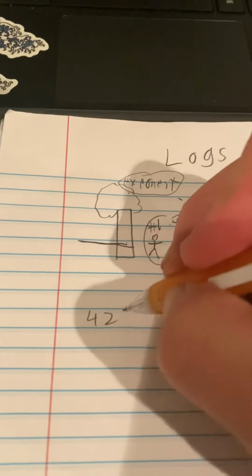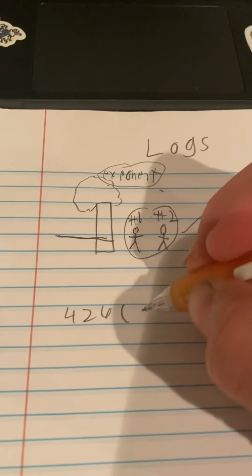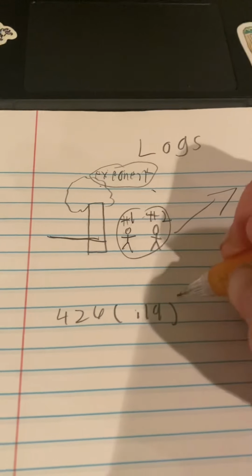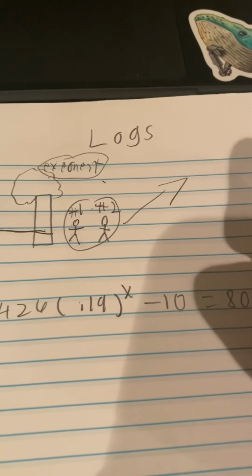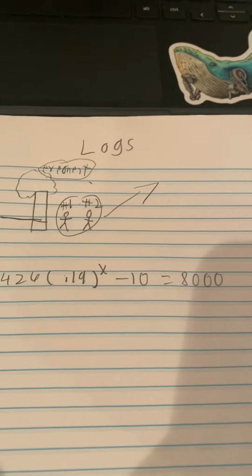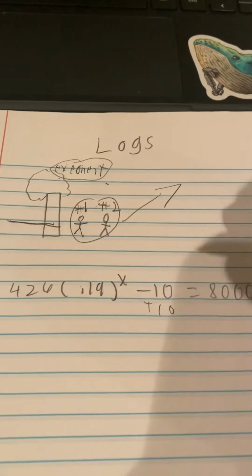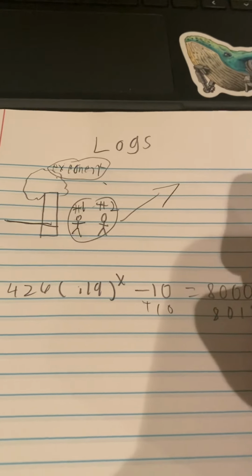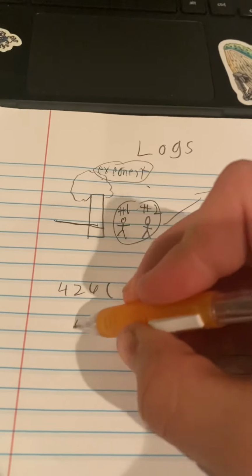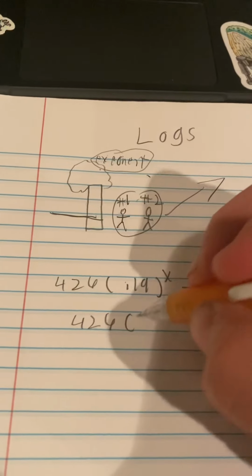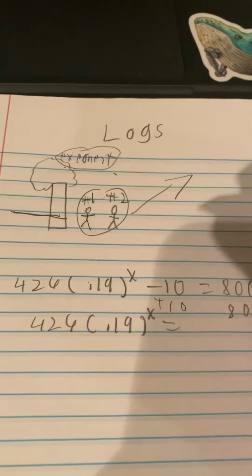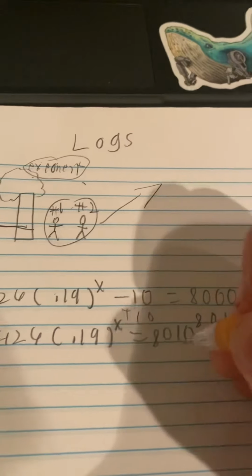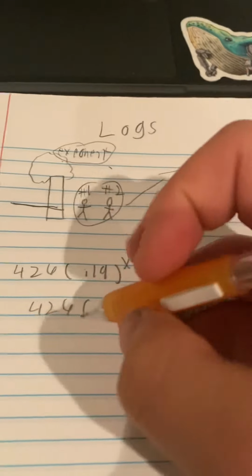An example problem of this would be 426 times (0.19) raised to the x power minus 10 equals 8,000. Now, following PEMDAS, the first thing we would do is add 10 to both sides to get 8,010. So we would end up with 426 times (0.19) raised to the x equals 8,010. Our next step would be to divide by 426.